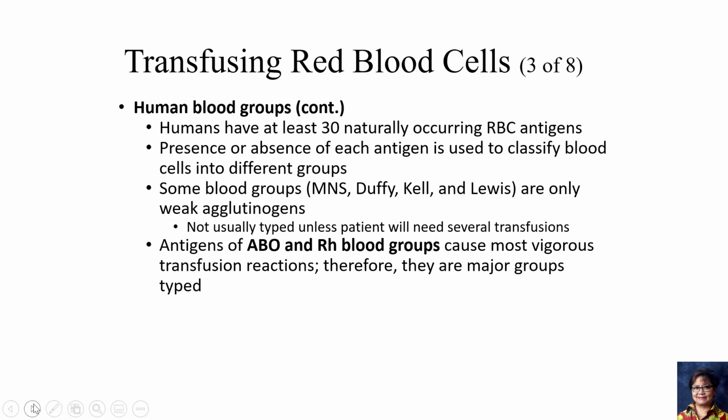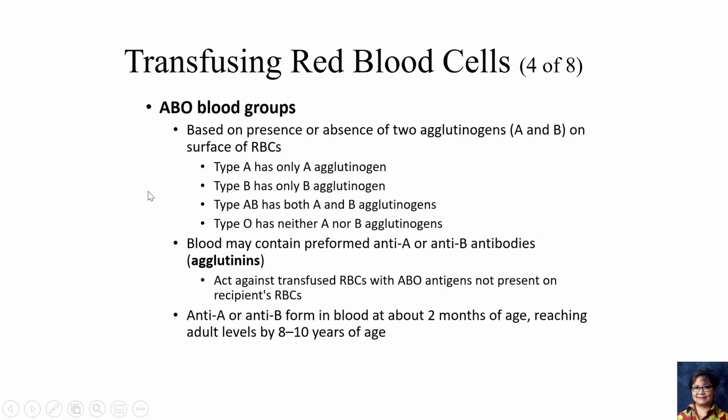So, between the ABO and the Rh blood groups, in a nutshell, in its simplistic count, we probably will have only like 8 blood types. Okay, so let's take a look at the ABO blood groups.